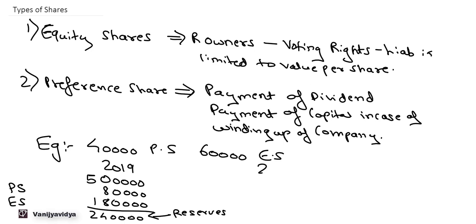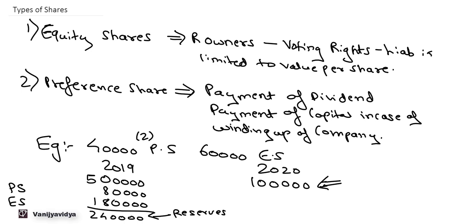Now in 2020, the total profit was 1 lakh after tax. Now, it is decided that preference shareholders will get dividend of 2 rupees per share. Now if we see last year's total dividend was 80,000 to preference shares plus 1,80,000 to equity shares. So total was 2,60,000. But this year the profit is 1 lakh. So it is not sufficient to pay dividend to both preference shareholders and equity shareholders.